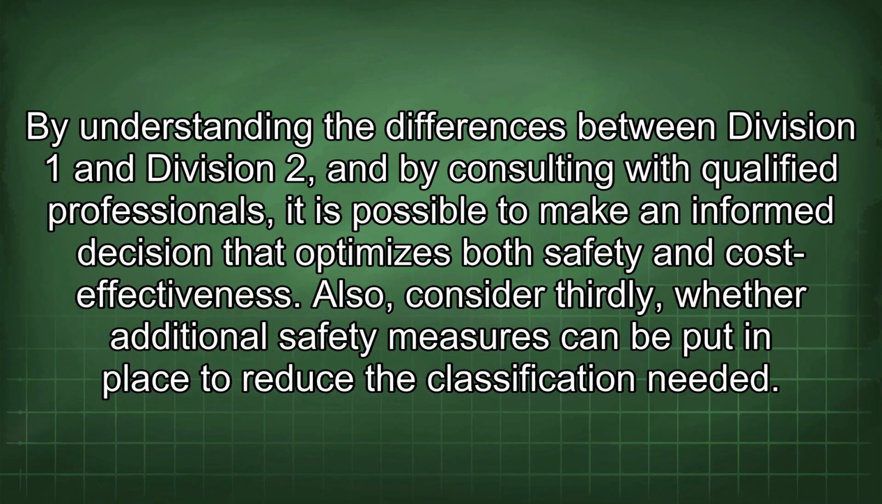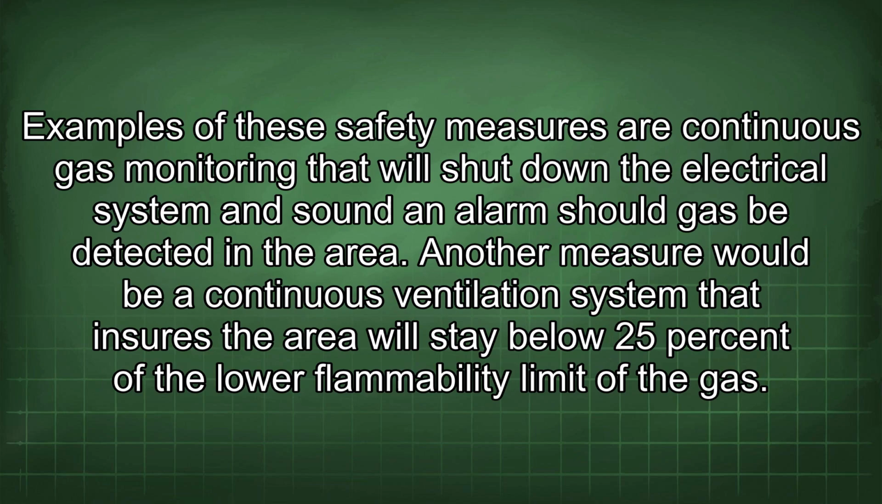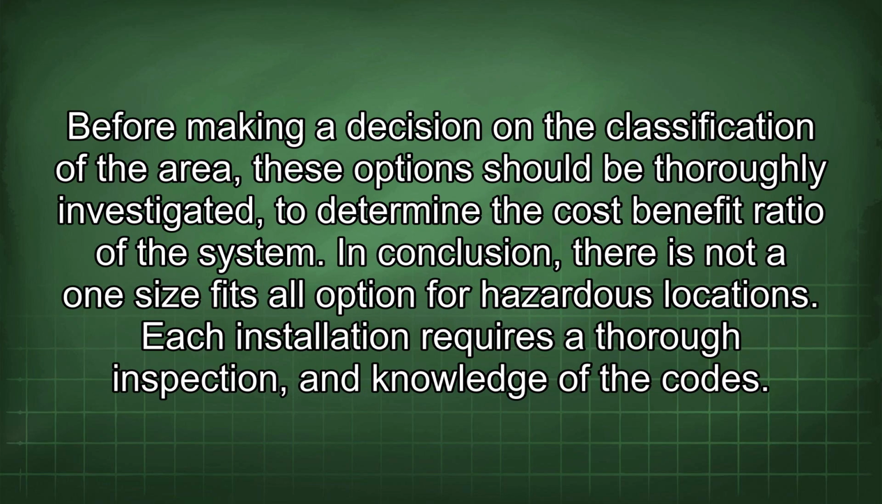Also, consider thirdly, whether additional safety measures can be put in place to reduce the classification needed. Examples of these safety measures are continuous gas monitoring that will shut down the electrical system and sound an alarm should gas be detected in the area. Another measure would be a continuous ventilation system that ensures the area will stay below 25% of the lower flammability limit of the gas. Before making a decision on the classification of the area, these options should be thoroughly investigated to determine the cost-benefit ratio of the system.